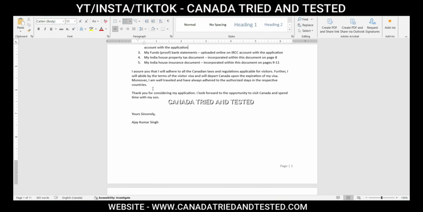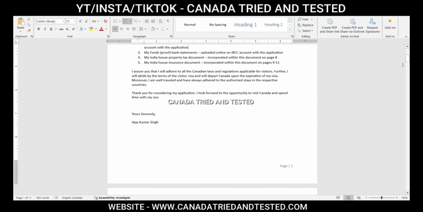So those kinds of logics can be built. Then, thank you for considering my application. I look forward to the opportunity to visit Canada and spend time with my son. Then, yours sincerely, and the signature is not required since it is going to go as a digital copy.